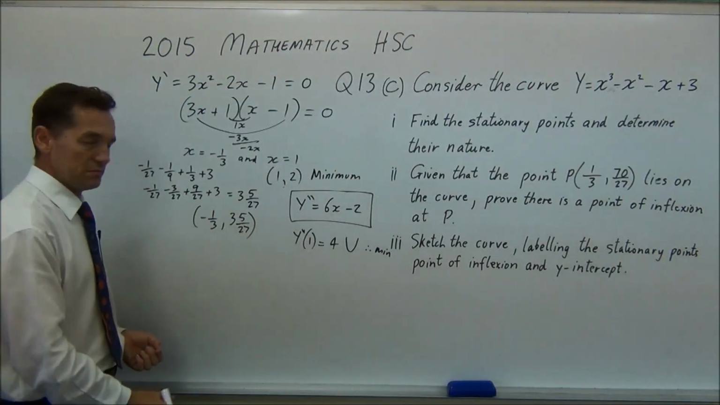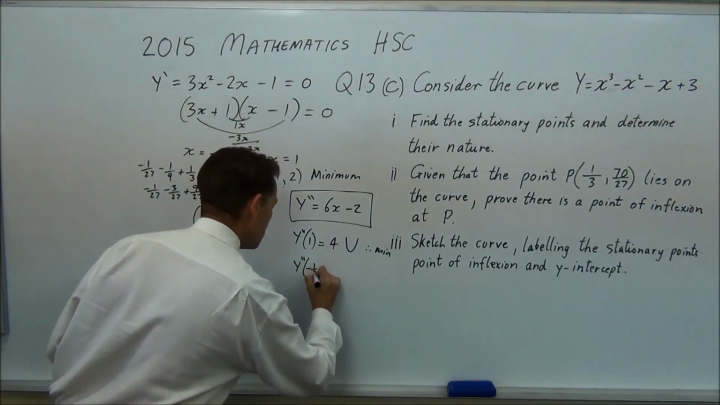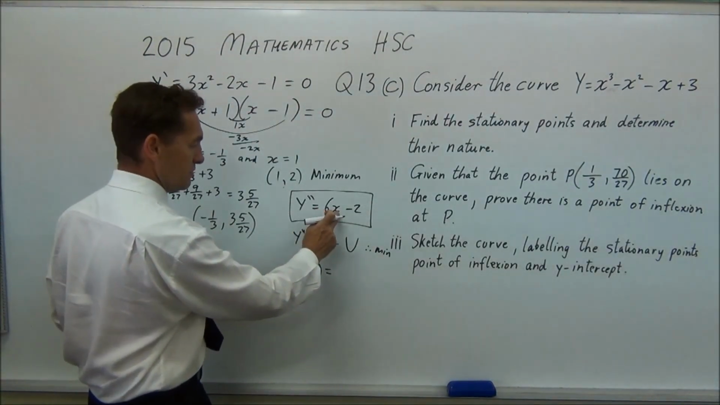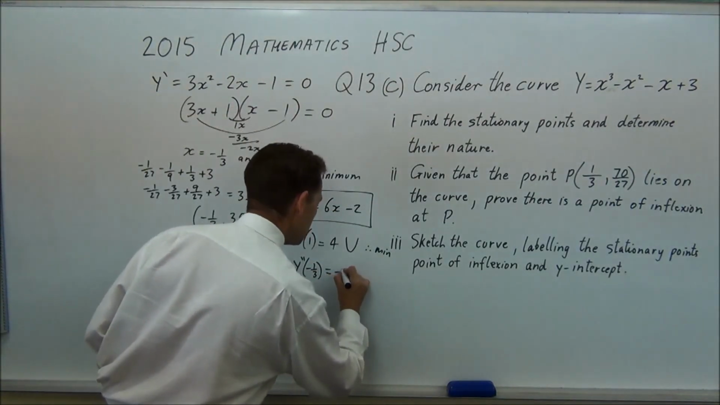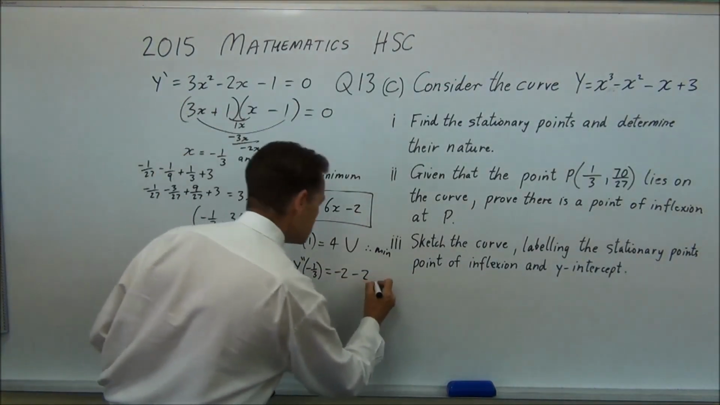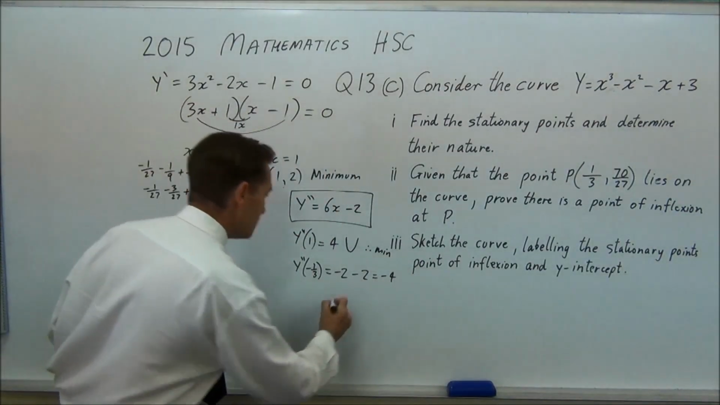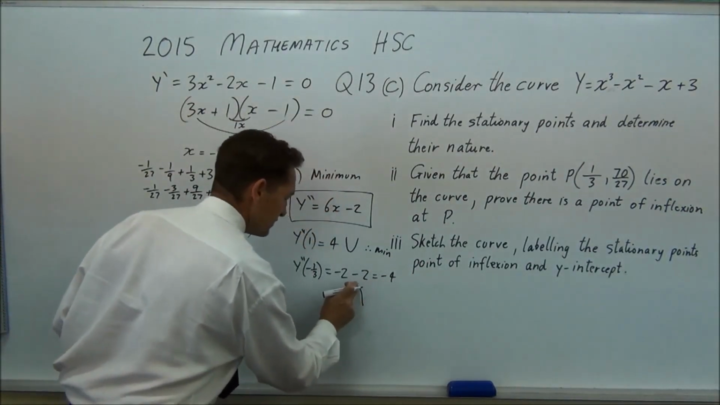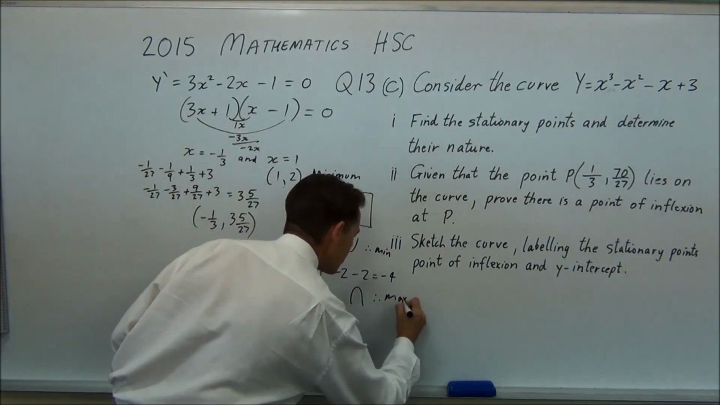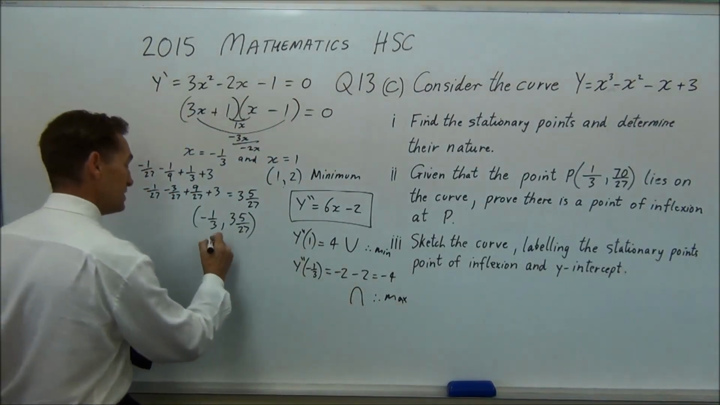What's the nature of this point? Well, just put in the x value. So we're going to go y double dash of minus 1/3. So if we put in minus 1/3 there, we get 6 multiplied by minus 1/3 is minus 2, minus another 2, minus 2 minus 2 is minus 4. Well, that's negative, so therefore it's a sad face. If it's a sad face, therefore it's a maximum, because it's going to have a point up the top. So the nature of this point is a maximum.